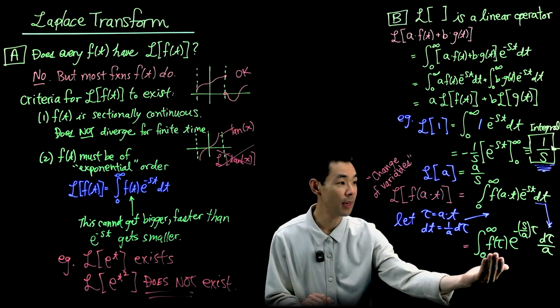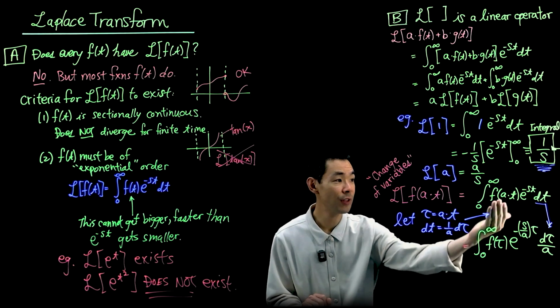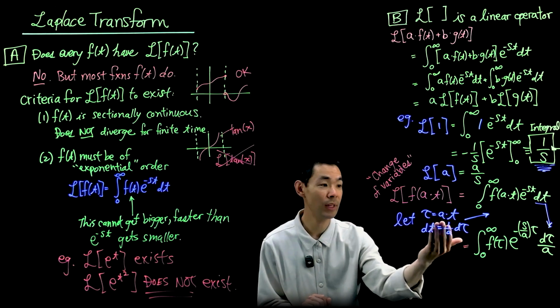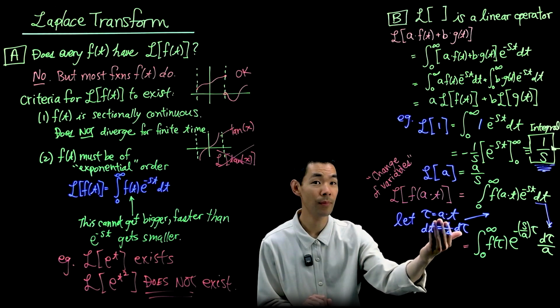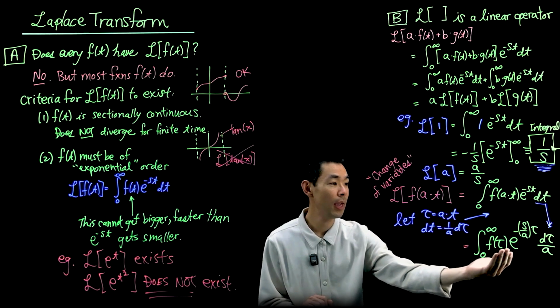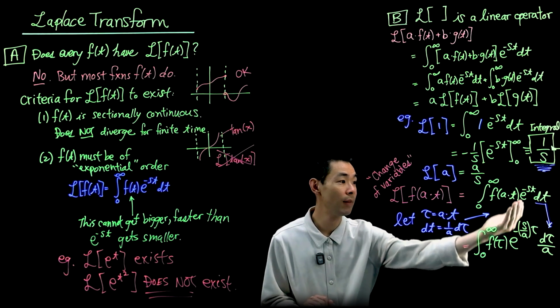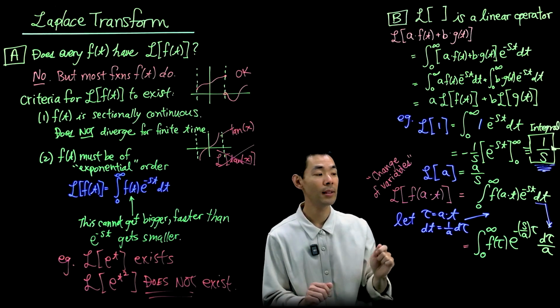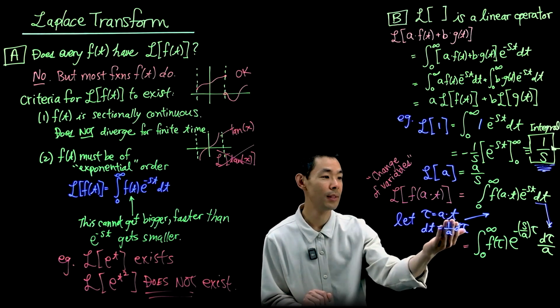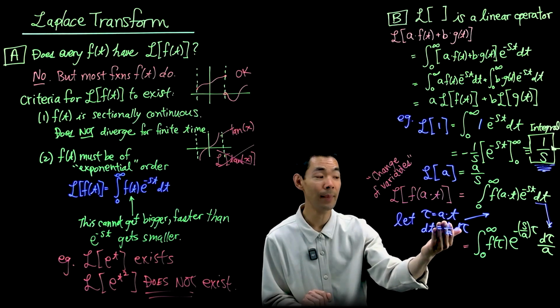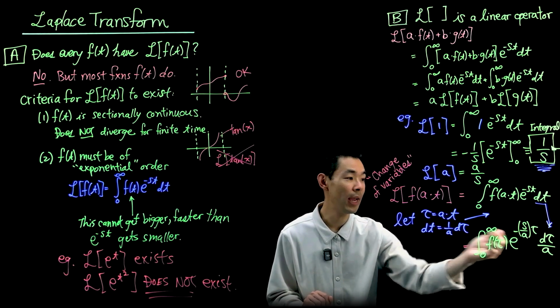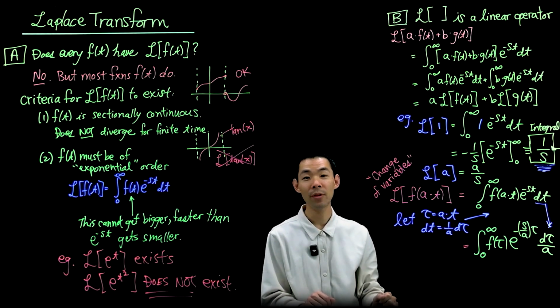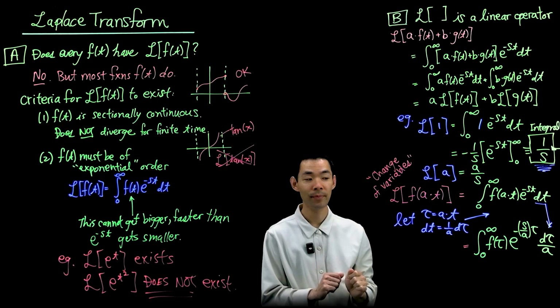And the integrand f just becomes f of tau, because that's how we defined our variable tau. And our e to the negative st now becomes e to the negative s over a times tau, because our t is tau over a. So we have a factor of tau over a inside the exponential. Just a change of variables.